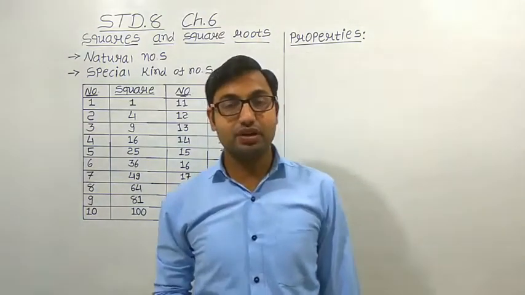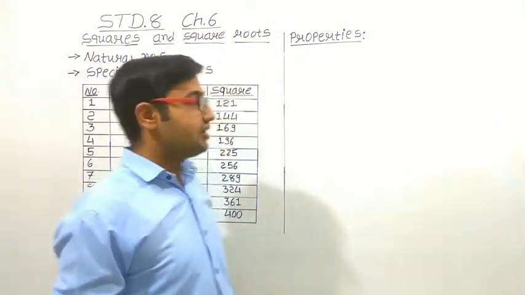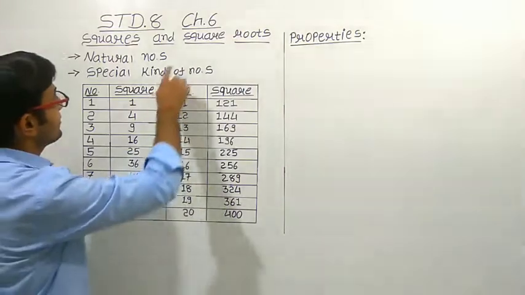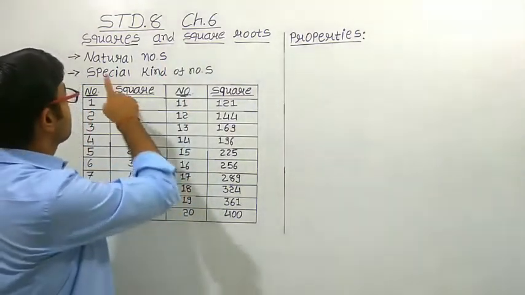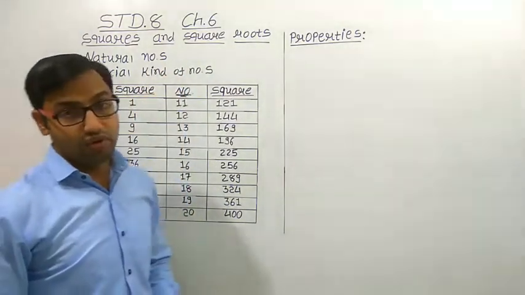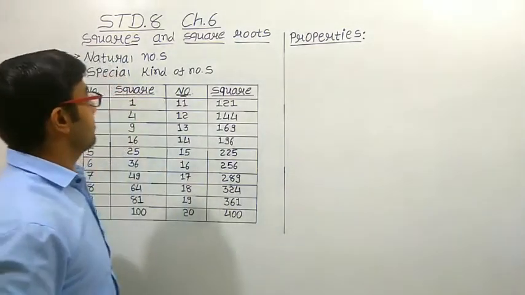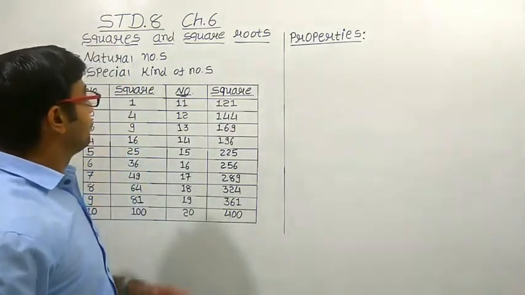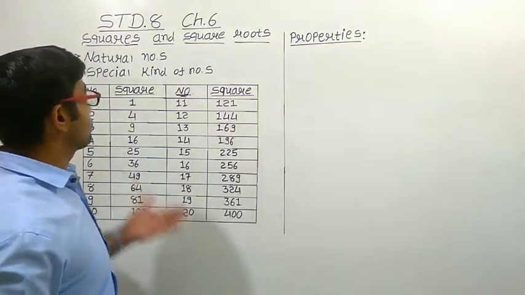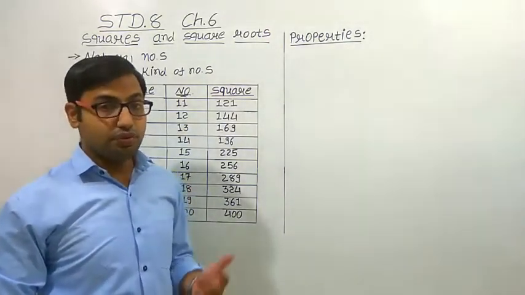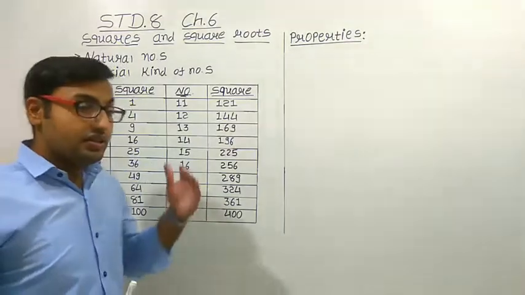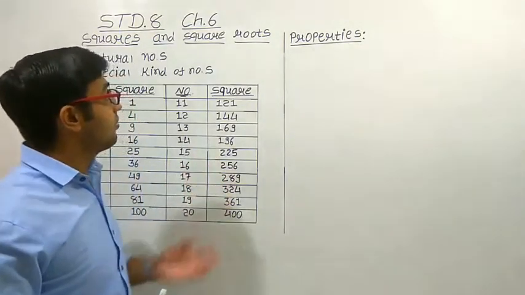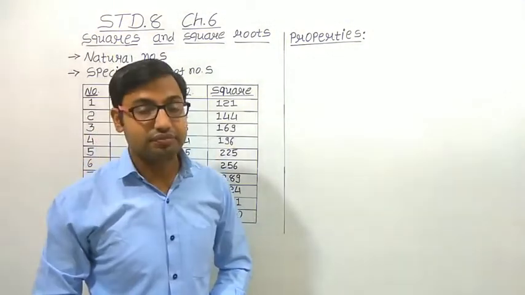Hello students, today we will start the new chapter, that is chapter number 6, square and square roots. This is the chapter of standard 8. So now what is the meaning of squares? First of all we will study about the squares. Then after we will study about the square roots.